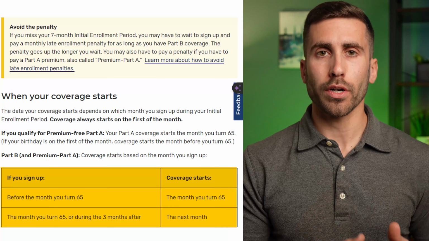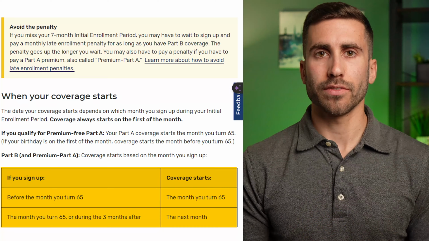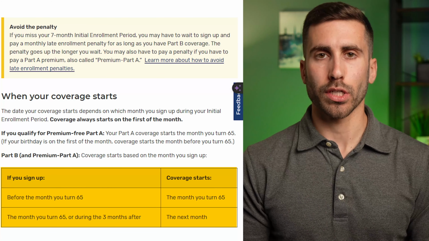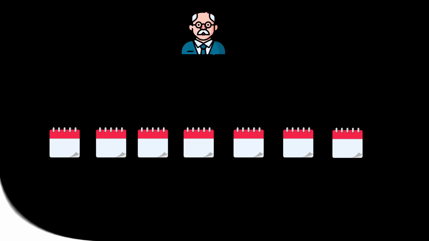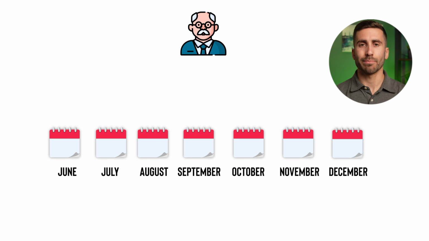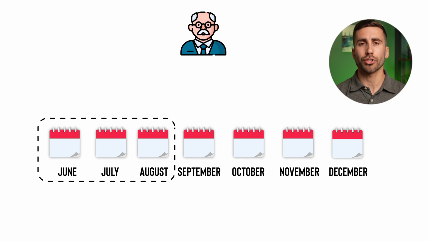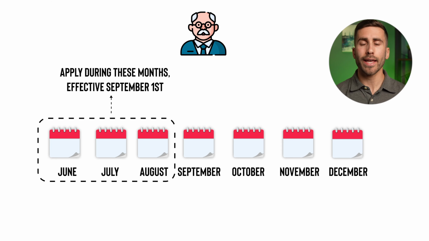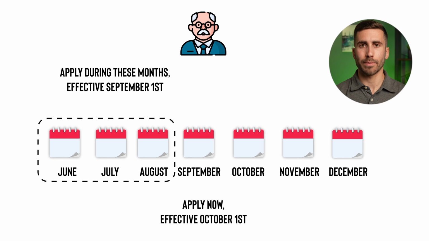Diving deeper into understanding your Initial Enrollment Period, or IEP, let's talk about why timing is everything. So if you enroll during the 3 months before you turn 65, your Part B effective date will be the first day of the month you turn 65. For example, we will look at William. He is turning 65 on September 18th, meaning that he is eligible for Medicare Part A and Part B effective September 1st. So if William applies for Medicare in June, July, or August, both his Part A and his Part B effective dates will be September 1st.